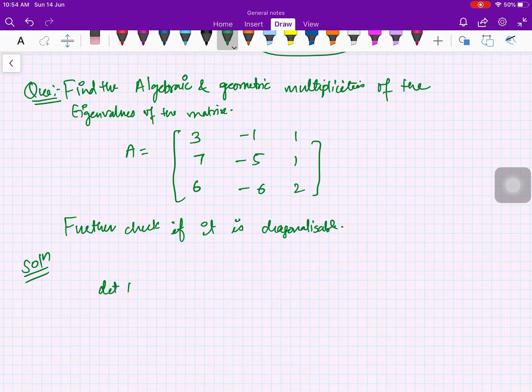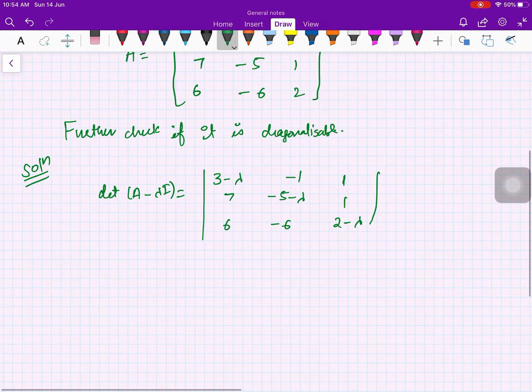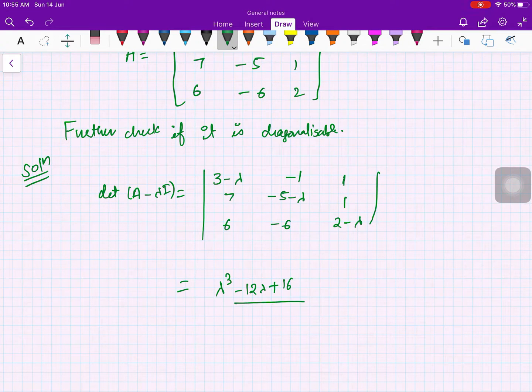Fine. So let us do it. What you will do is write the determinant of A minus lambda I. That will be the determinant of 3 minus lambda, 7, 6, minus 1, minus 5 minus lambda, minus 6, 1, 1, 2 minus lambda. You find that this will be lambda cubed minus 12 lambda plus 16. And by trial, you can see that lambda equal to 2 gives 8 minus 24 plus 16 is 0. Therefore, it is a root.